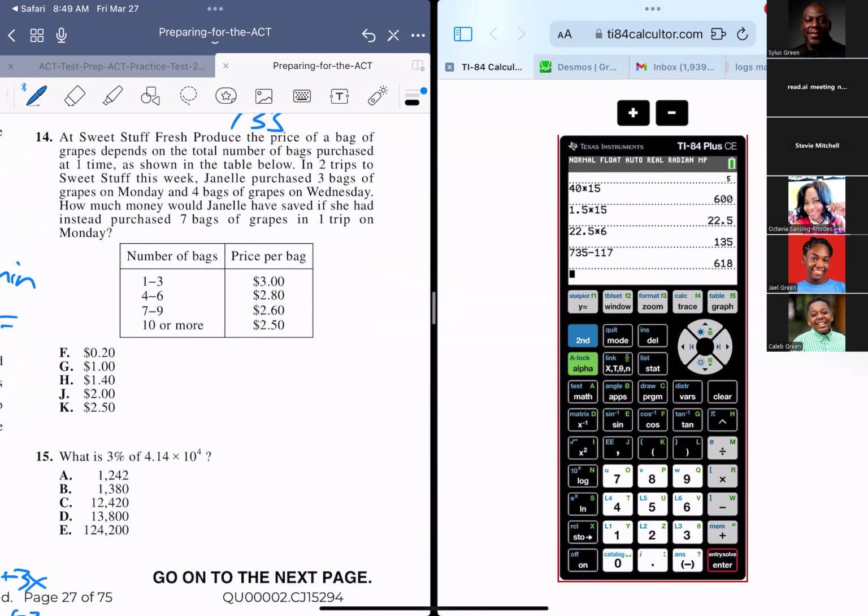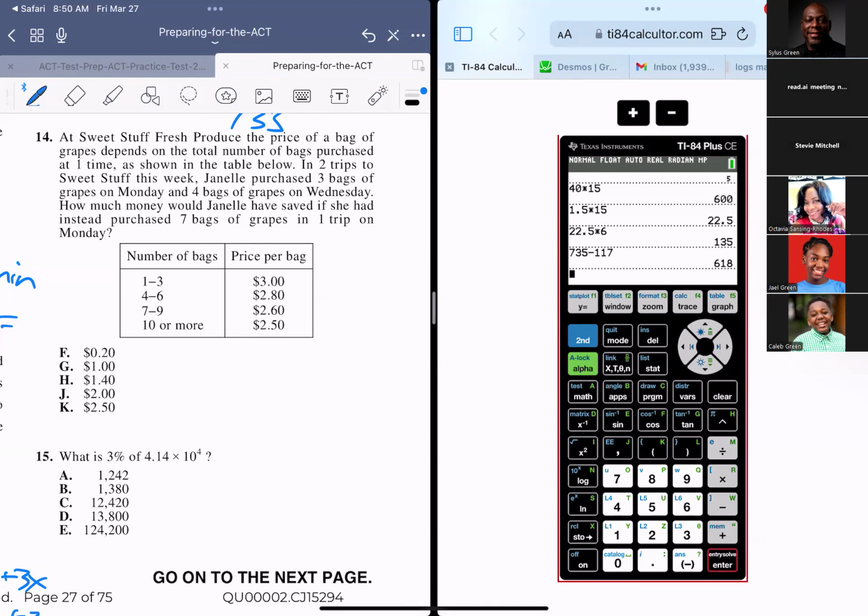14. At Sweet Stuff Fresh Produce, the price of a bag of grapes depends on the total number of bags purchased at one time, as shown in the table below. In 2 trips to Sweet Stuff this week, Janelle purchased 3 bags of grapes on Monday and 4 bags of grapes on Wednesday. How much money would Janelle have saved if she had instead purchased 7 bags of grapes on one trip on Monday?